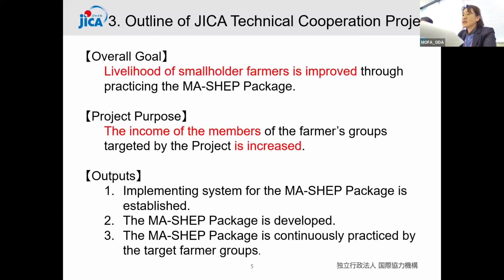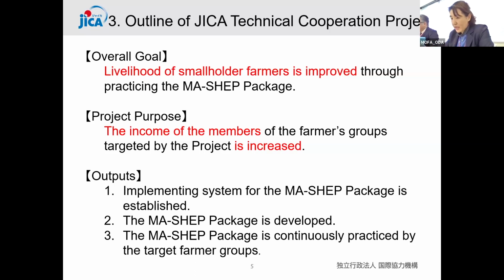Next slide is the overall framework of the SHEP project in Malawi. The overall goal to be achieved maybe 3 or 5 years after the project completion is that the livelihood of small farmers is improved through practicing the SHEP package. It means the SHEP approach.